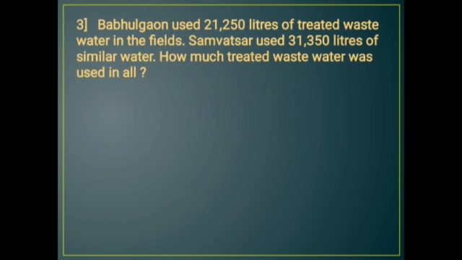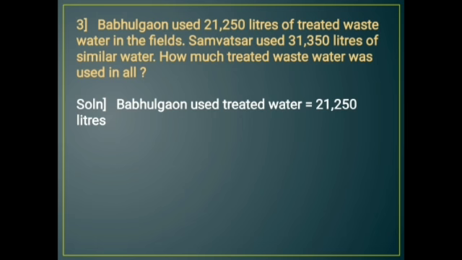Question number 3. Babul Gaon used 21,250 liters of treated wastewater in the fields. Samvatsar used 31,350 liters of similar water. How much treated water was used in all? So there are two villages, they have used the treated water, meaning the wastewater which has been treated and used in the fields. So we have to find how many liters of water are used in all.